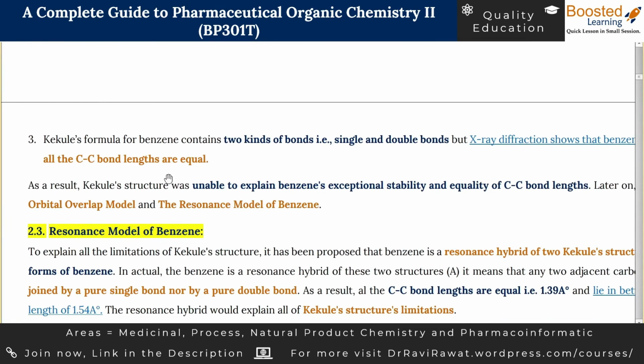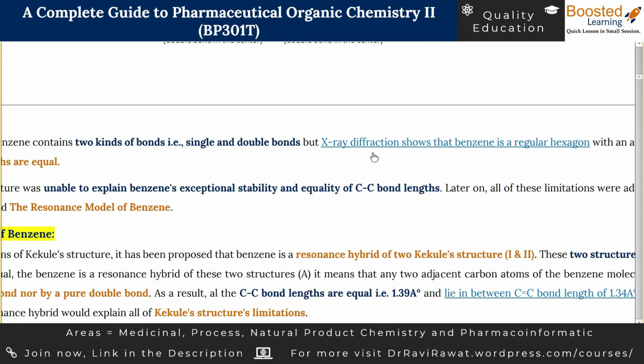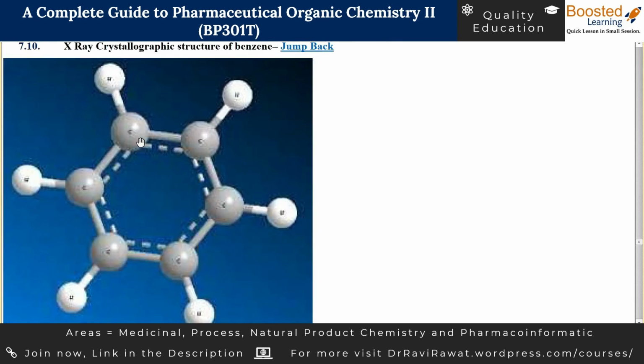Let us take the point number 3, which says that Kekule said that there are 2 types of bond in benzene. One is single bond and the other is double bond. But if you see the X-ray diffraction structure of benzene, it shows that there are no double bond and no single bond. Instead, there are partial single and double bonds.